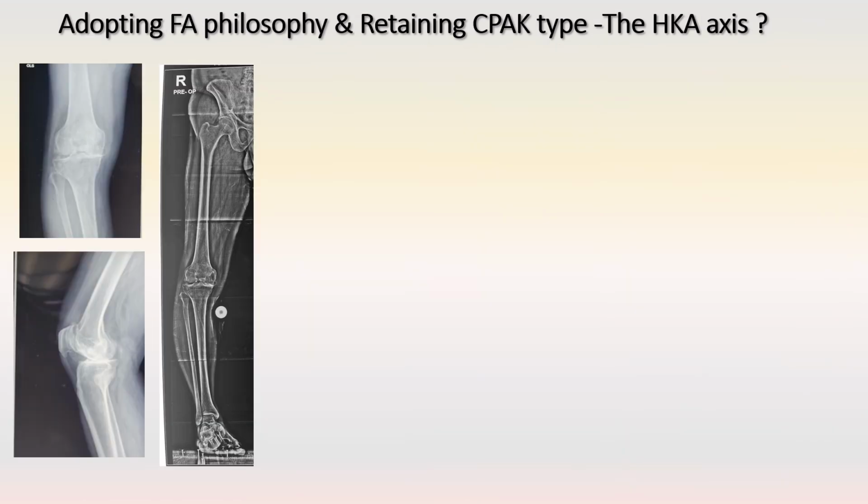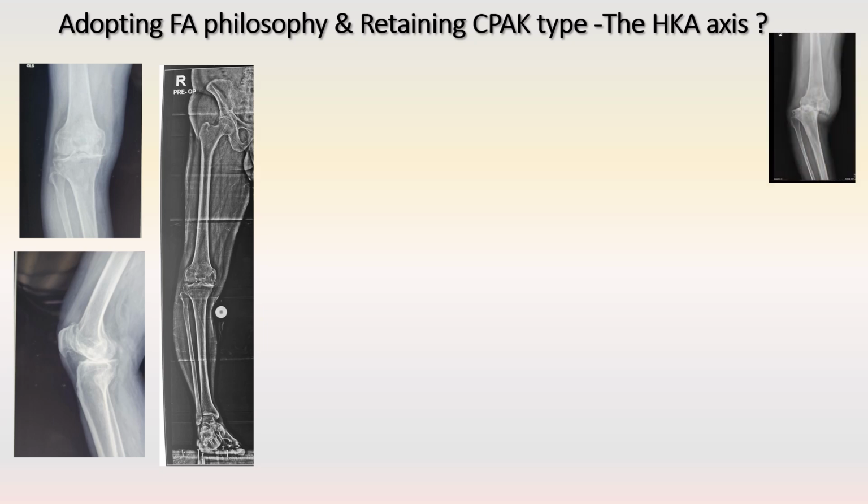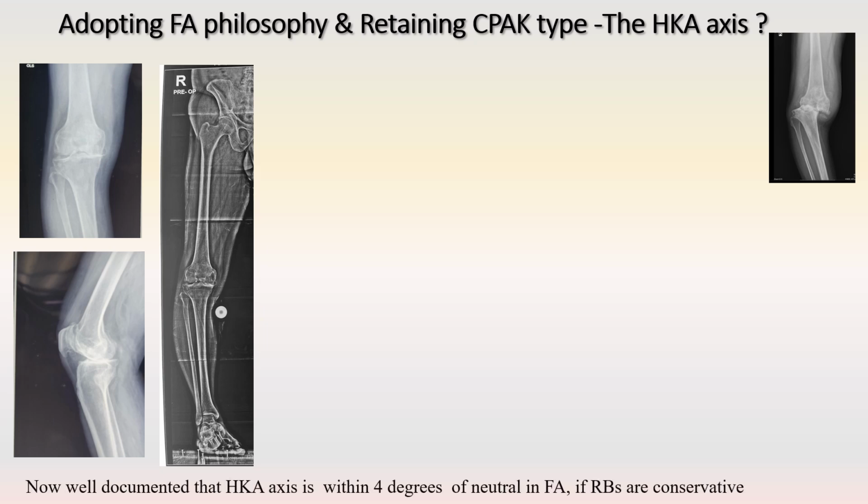The only thing remaining to do is to find out what happens to the HKA axis when you adopt an FA philosophy and retain the CPAK type. The first thing to remember is that any alternative alignment is never done in a grossly deranged knee like this, and all the alternative alignment principles apply only to the less deranged knee as shown in this example. Now, it's been well documented that the HKA axis is within 4 degrees of neutral in functional alignment philosophy, provided the restrictive boundaries are very conservative.